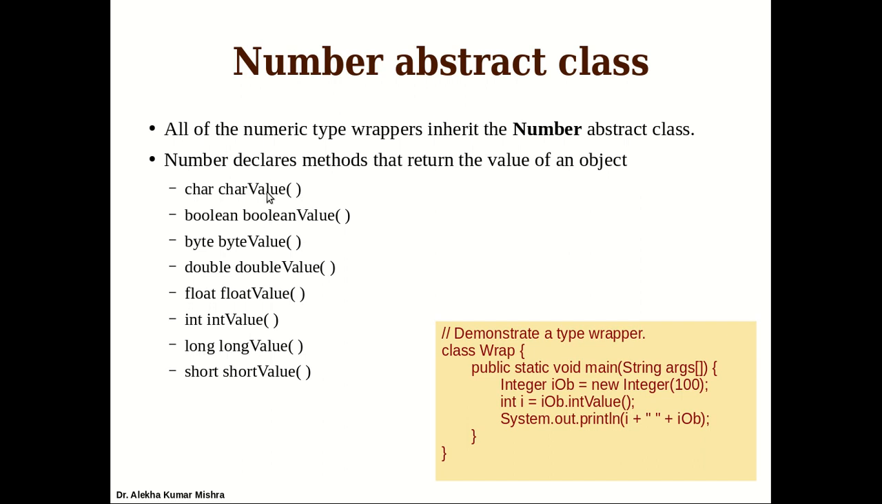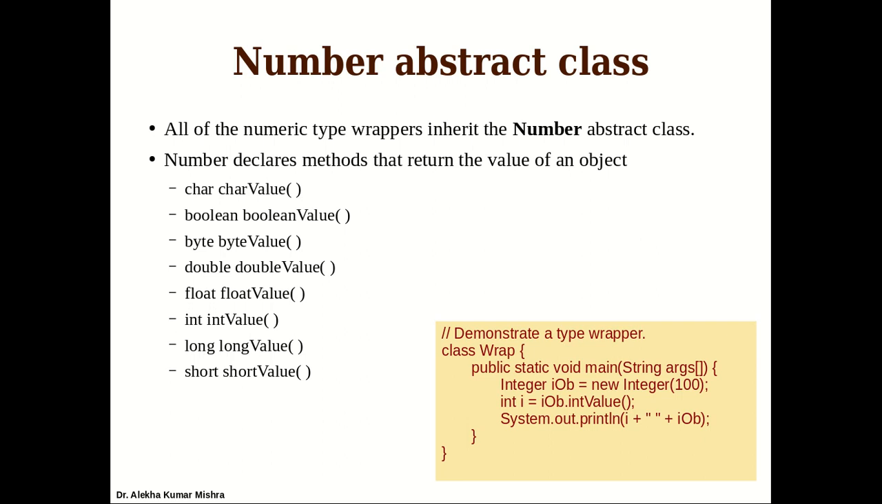They return the equivalent value of the primitive type. Suppose we have an Integer object. What is the value of the integer? Generally, when we assign an integer value as a primitive type, we can directly use it as part of a print statement and print it. But when we are using wrapper objects, we generally use these methods to print the values, to get the equivalent value of the corresponding type.